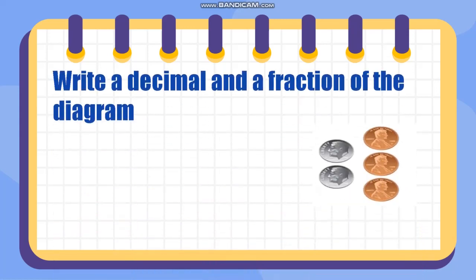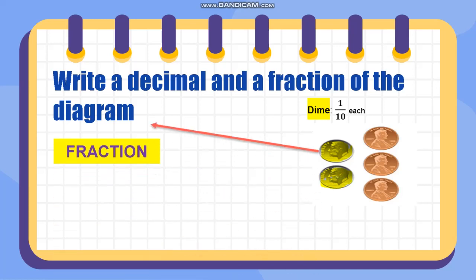Here, so what is this all about? Remember that the silver one, this figure, is what we call the dime. A dime is equivalent to 1/10 each. So 1/10 and another 1/10, that is equivalent to 2 tenths. So we have 2 tenths per dime.